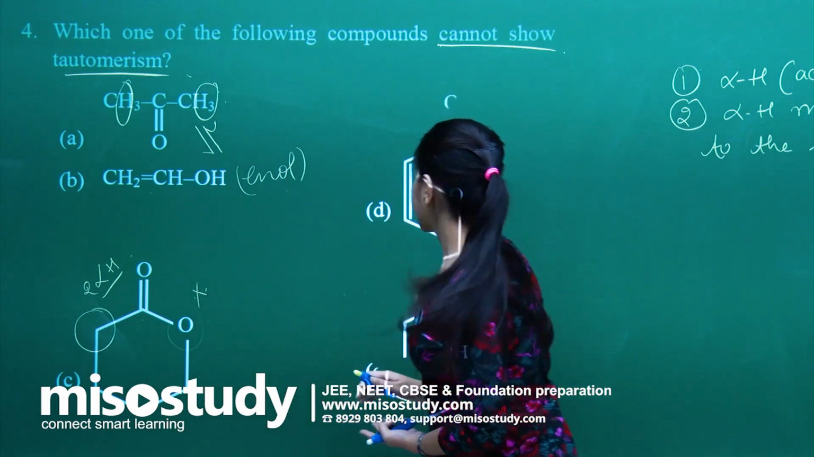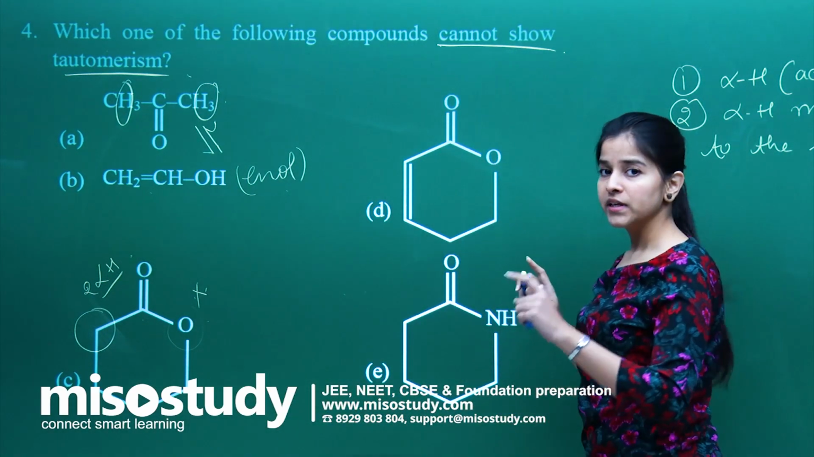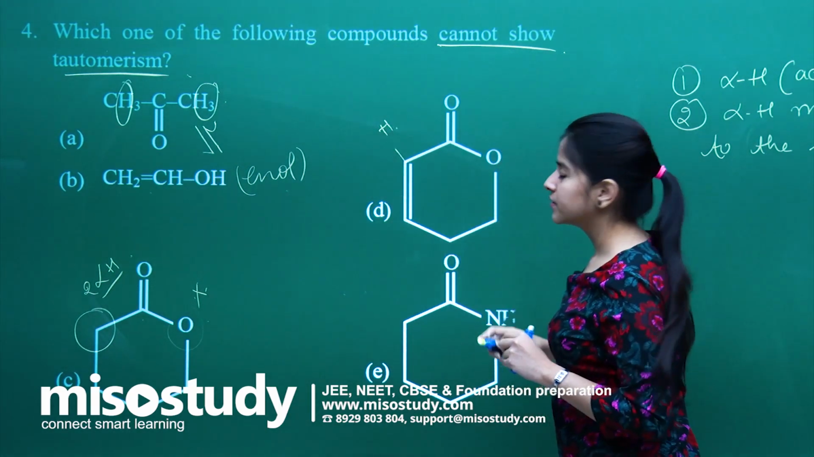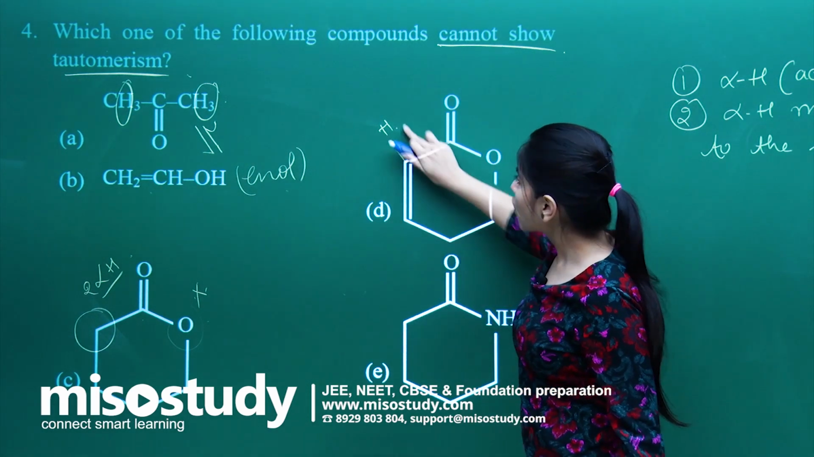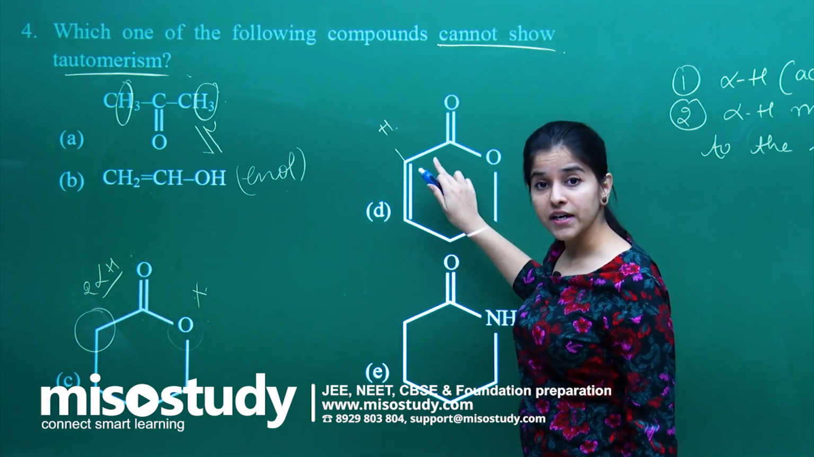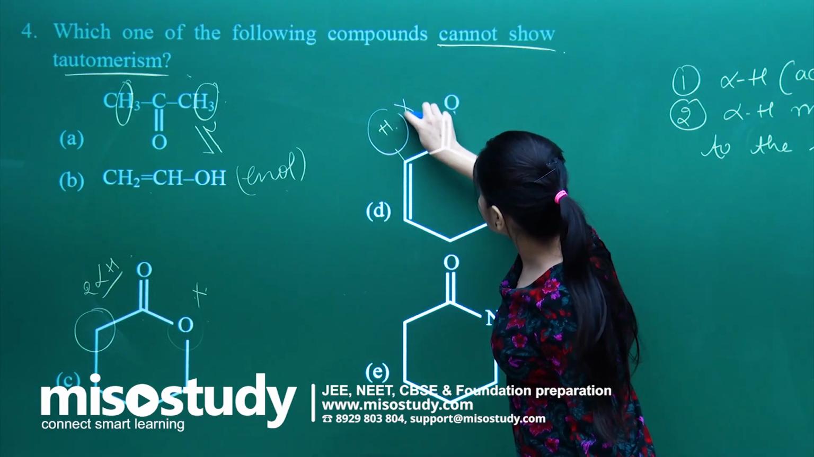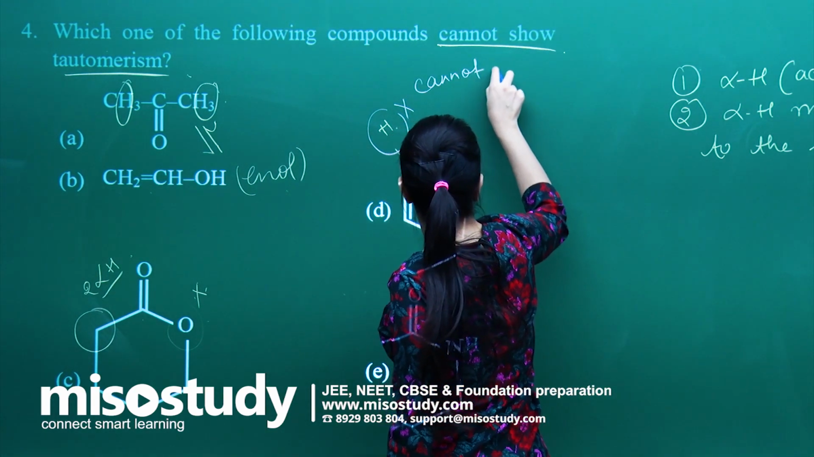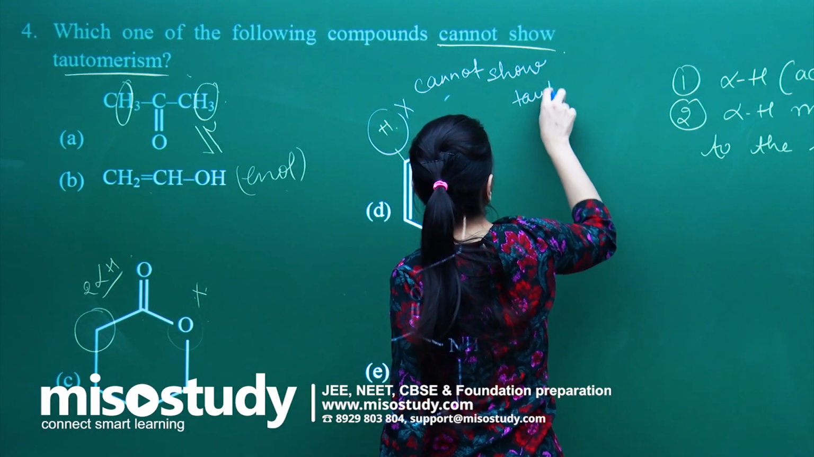Clear? In the D, what is there? So in D, there is 1 hydrogen here, that is alpha hydrogen. But if you look very carefully, the carbon onto which it is attached is unsaturated, having a double bond. That means this cannot show tautomerism.